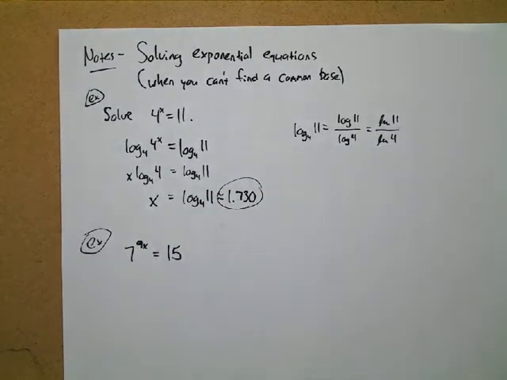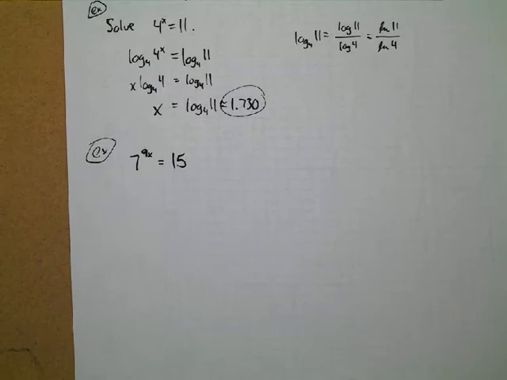Okay, what logarithm should we use here? Log base what? 7. Yep, our exponent is 7, so we're going to use log base 7. So we'll do log base 7 of 7 to the 9x equals log base 7 of 15.